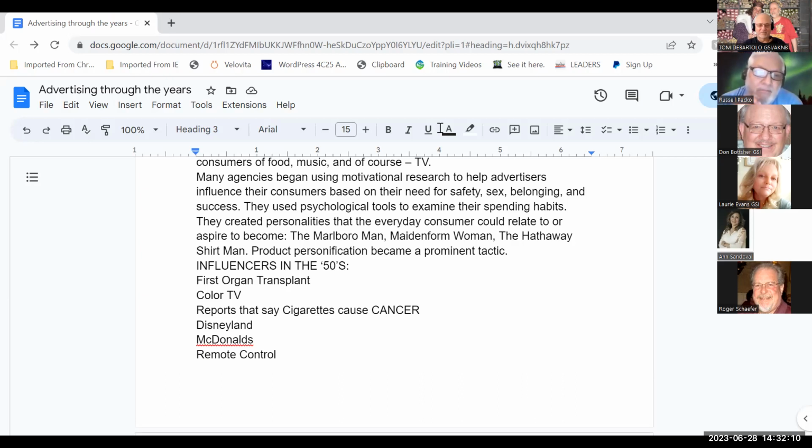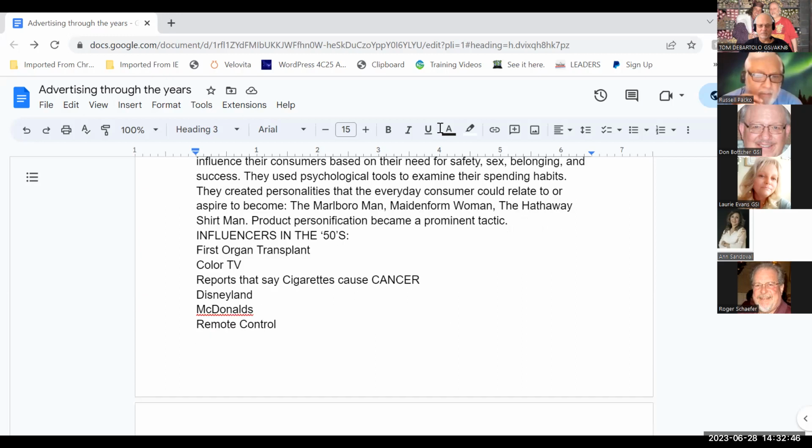Influencers of the 50s: the first organ transplant was done in 1957. Color TV was in its infancy in the 50s. Most of the sets were still black and white. A report came out that said cigarettes cause cancer, so you have all of the cigarette tobacco industries scrambling to legitimize their industry. Disneyland was founded. McDonald's came along, and the TV remote control was in its infancy.